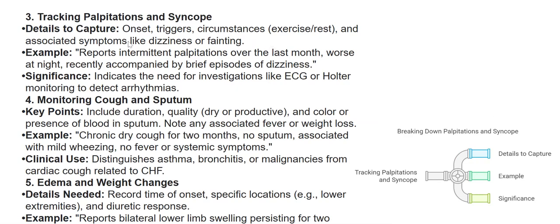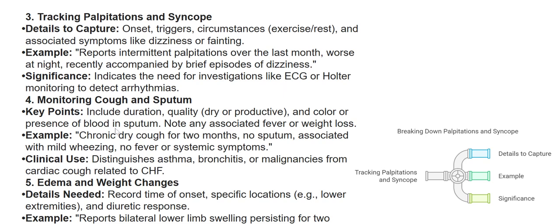Details to capture: onset, triggers, circumstances, exercise/rest, and associated symptoms like dizziness or fainting. Example: reports intermittent palpitations over the last month, worse at night, recently accompanied by brief episodes of dizziness. Significance: indicates the need for investigations like ECG or EKG or Holter monitoring to detect arrhythmias.